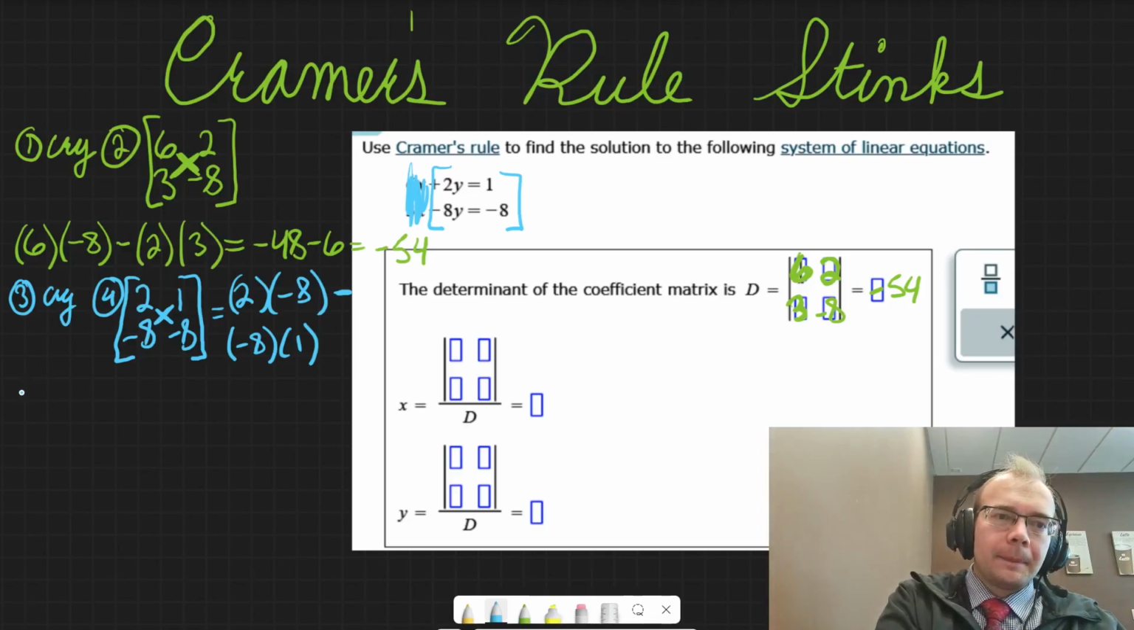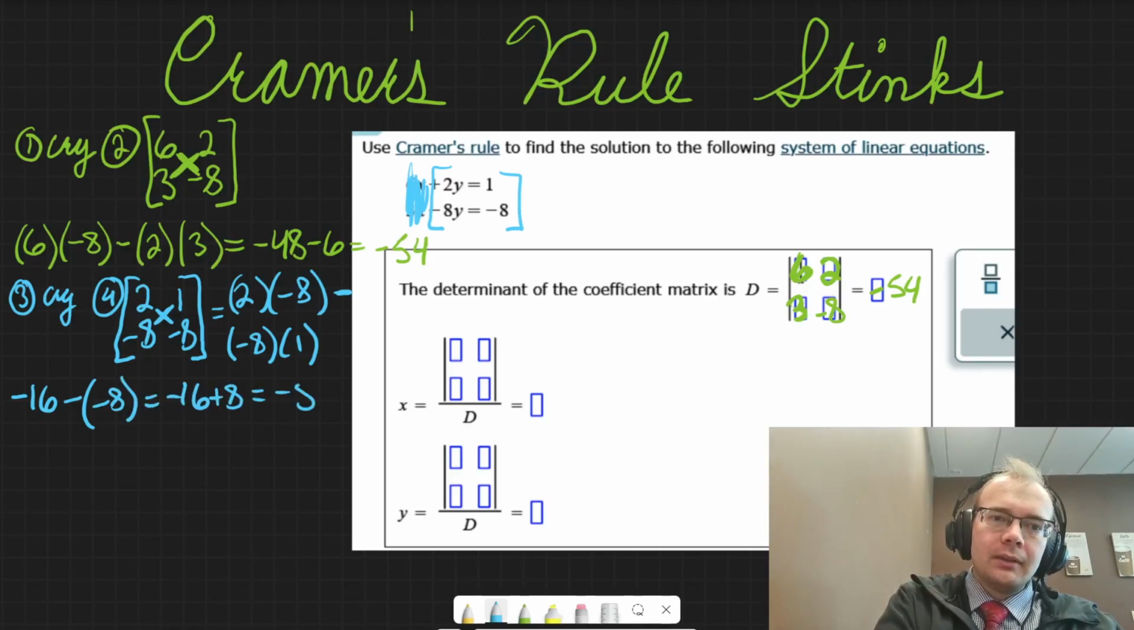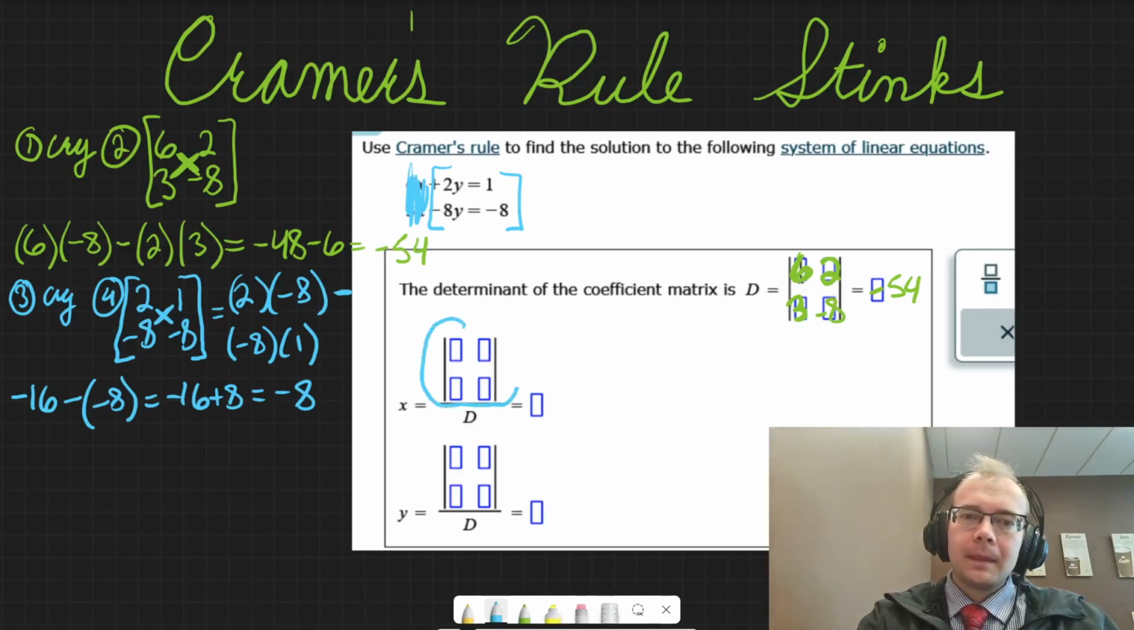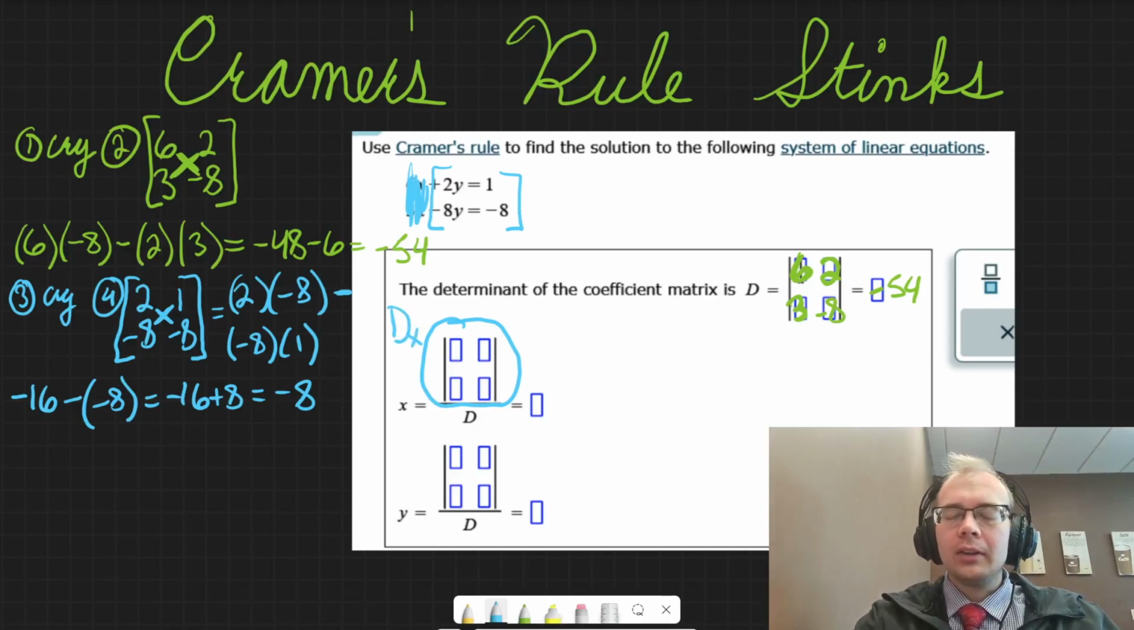That would be 2 times negative 8, which is negative 16, minus, and then that would be a negative 8. So that's negative 16 plus 8, which is negative 8. So that is not what x is equal to, unfortunately. That is only what the determinant of x is equal to. This top part right here, they didn't really label. This is dx, or the determinant of x.